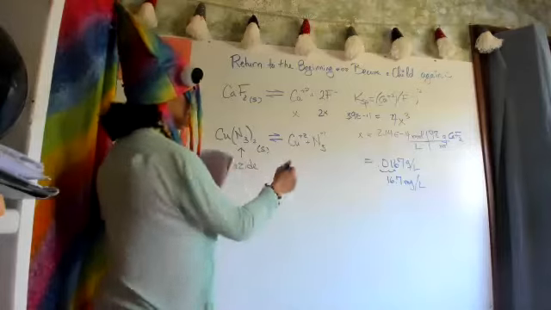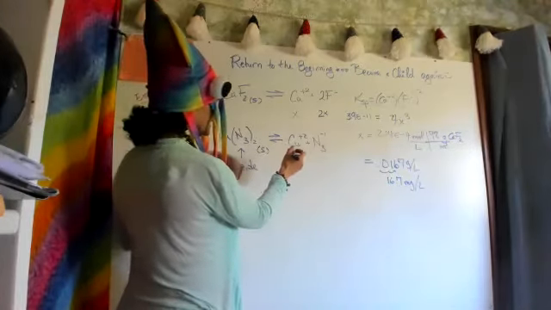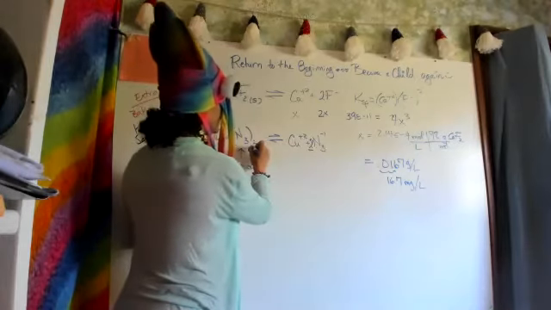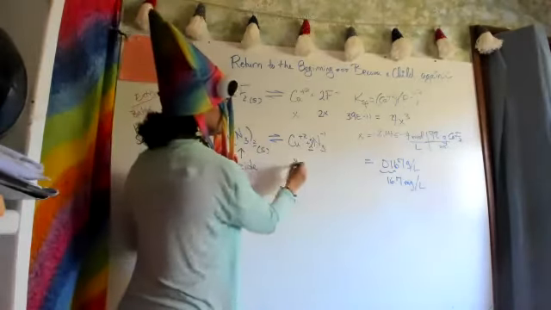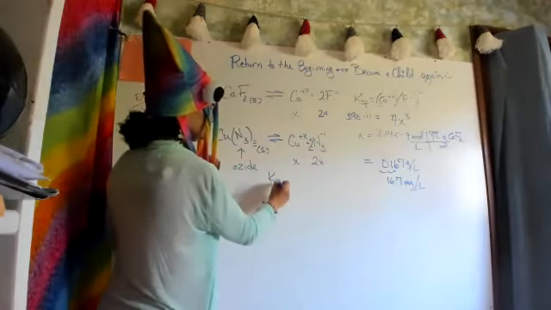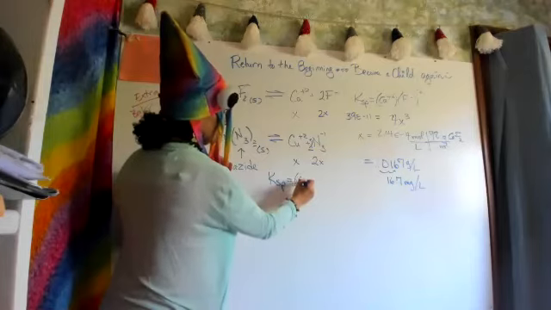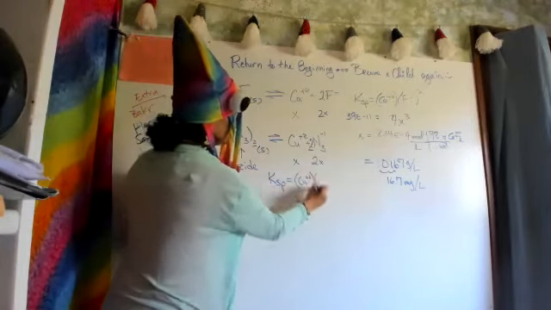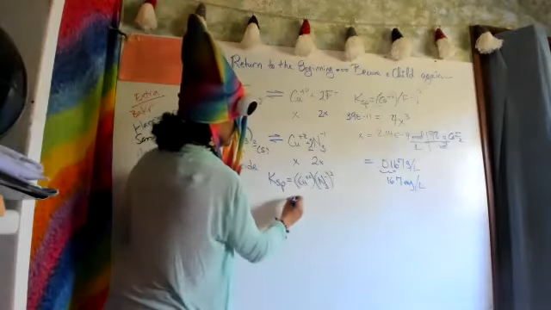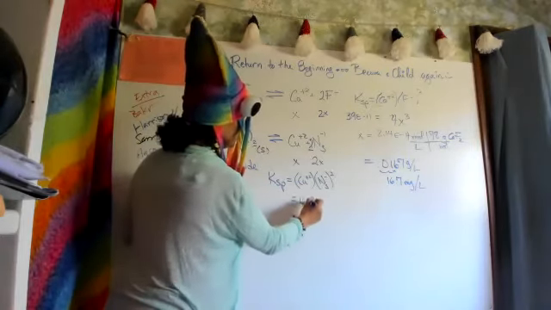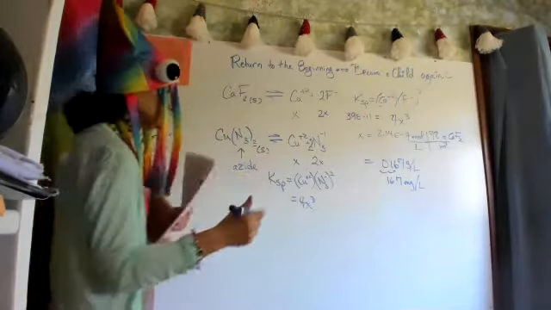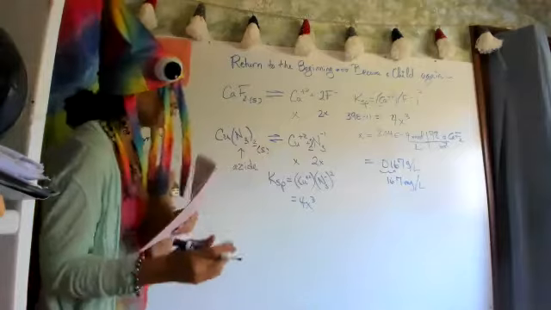All right. This would be 2, because there's a 2 here. This is X. This is 2X. You write your KSP. Copper ion, and 3 azide squared. So it's a 4X cubed. You plug in, you solve, you go through all the steps. I'm not going to walk through all of them.